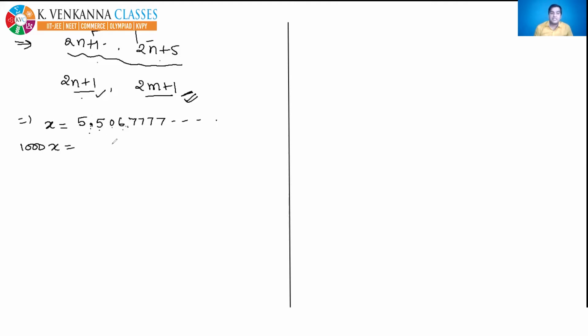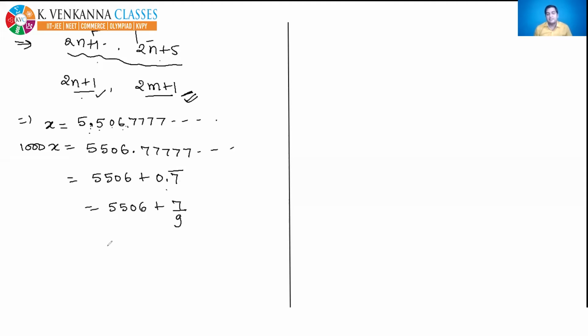That's why it becomes 5506.7777, like this. So now you can apply the shortcut. You can do 5506 plus 0.7 bar, and here you can apply the shortcut. Now you can write 5506 plus 7 by 9.